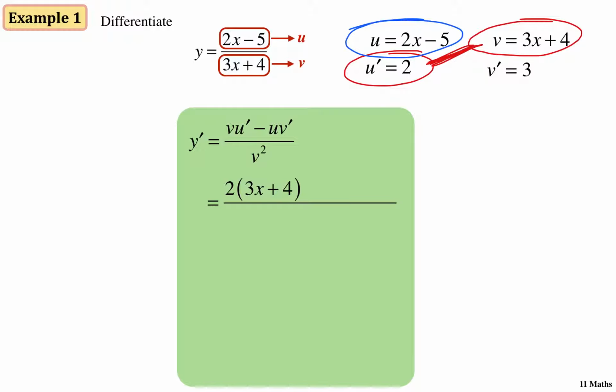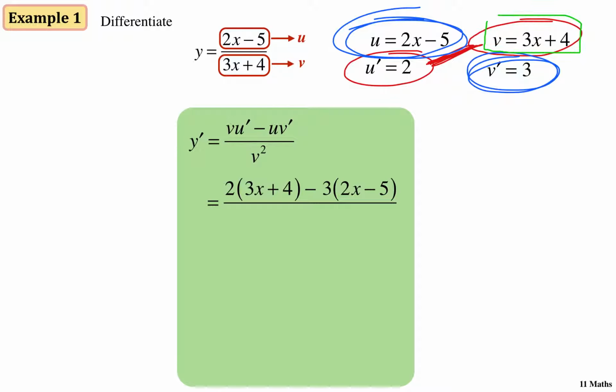Well, there's u and there's v dash. So those two parts have to be multiplied together. So when I multiply those together, I'm going to get 3 multiplied by 2x take 5, but remember there is a minus in the formula, so it'll be minus 3 times 2x take 5. And that's all over the v part squared. So it'll be over 3x plus 4 in brackets squared.